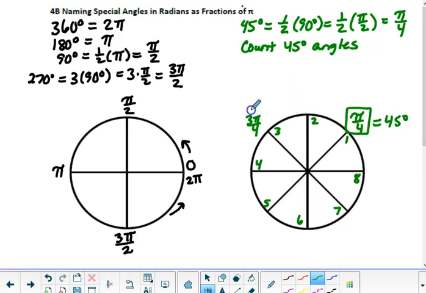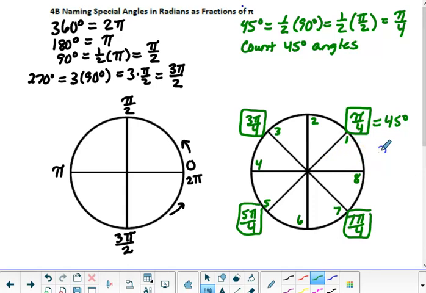So then 3 pi over 4. 4 pi over 4, of course, would be pi. The next one would be 5 pi over 4. 6 pi over 4 would be the same as 3 pi over 2. Then we would get to 7 pi over 4. And then the last one would be 8 pi over 4, which would be the same as 2 pi.